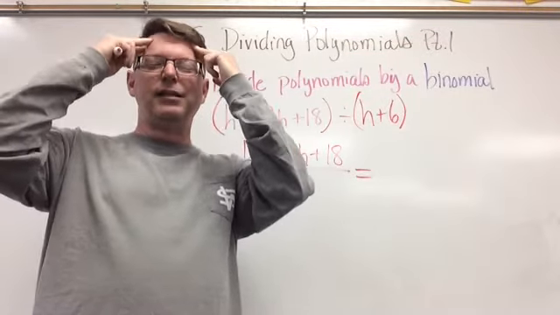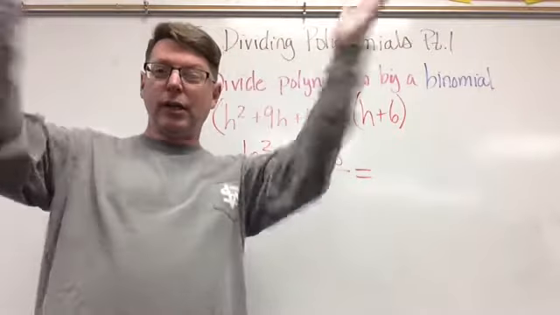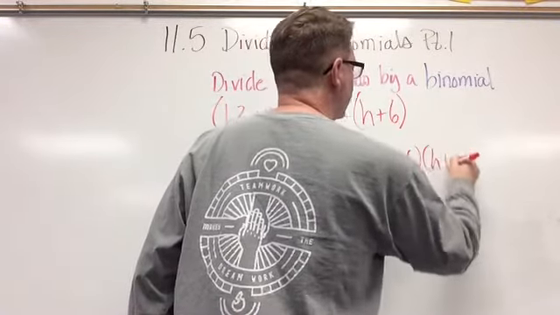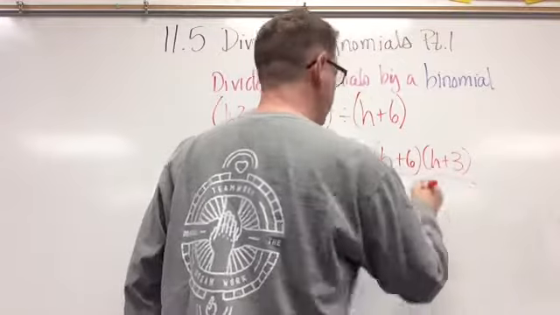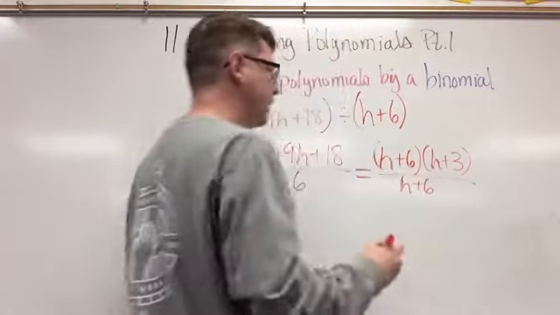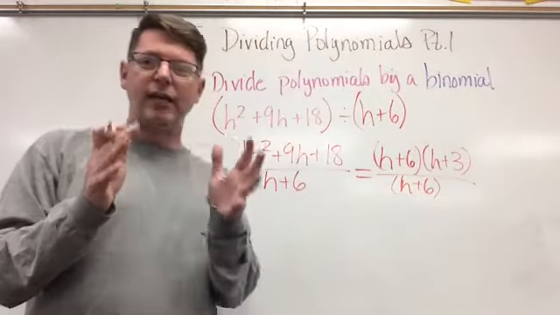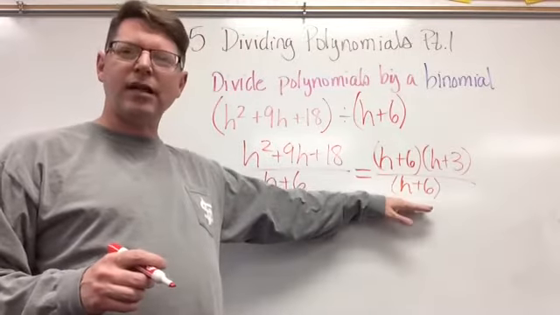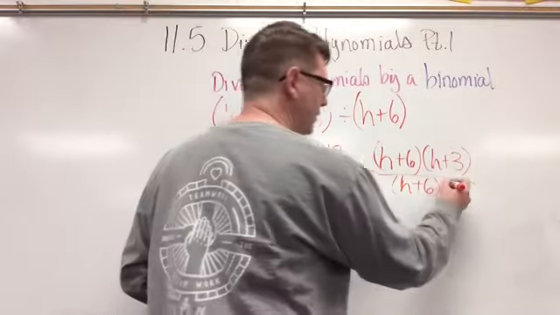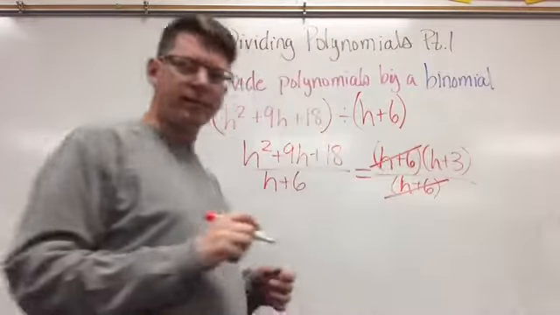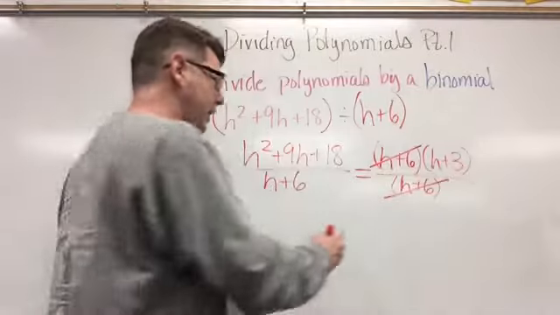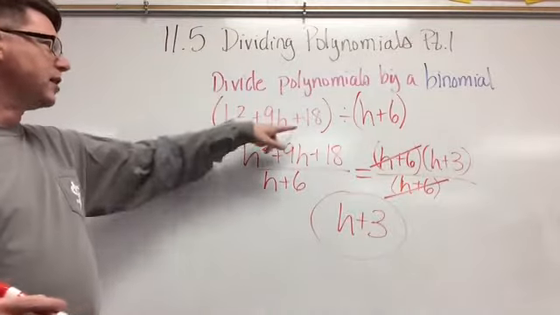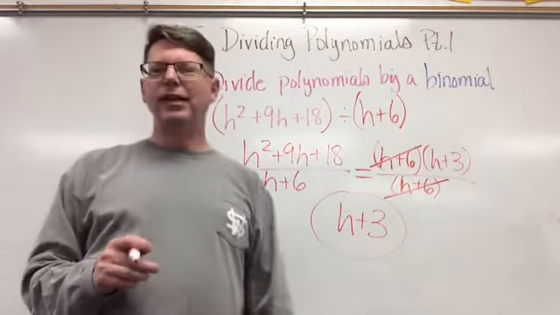It's not 18 and 1, it's not 9 and 2, it must be 6 and 3. Ding, ding, ding, 6 and 3. So I have h plus 6 times h plus 3 over h plus 6. And that h plus 6 is its own unit. It cannot be separated. So now I have h plus 6 in the numerator and h plus 6 in the denominator. Since they're both units or binomials, I can cancel them out. And all I'm left with is h plus 3. So the final answer to h squared plus 9h plus 18 divided by h plus 6 is h plus 3.